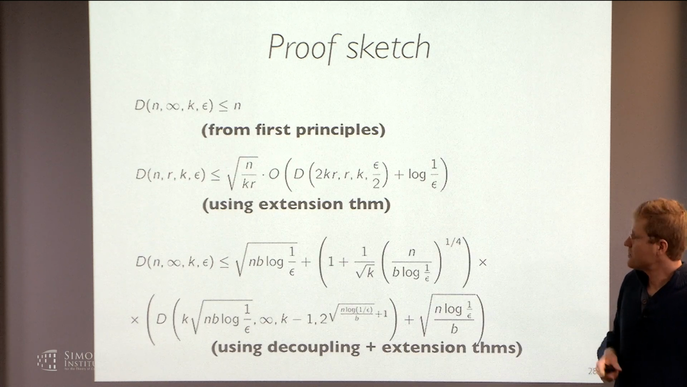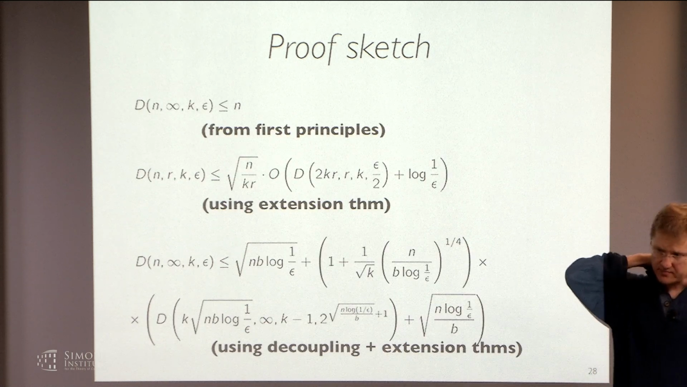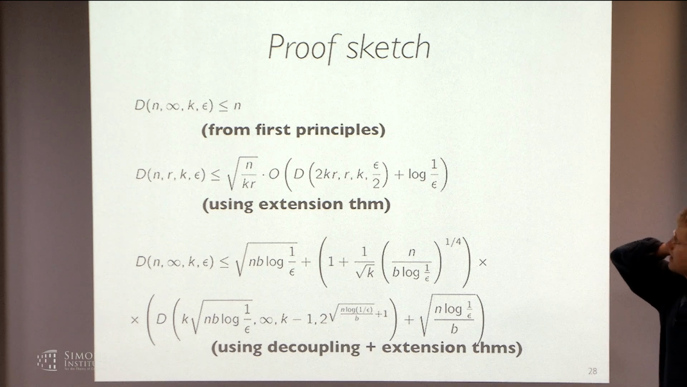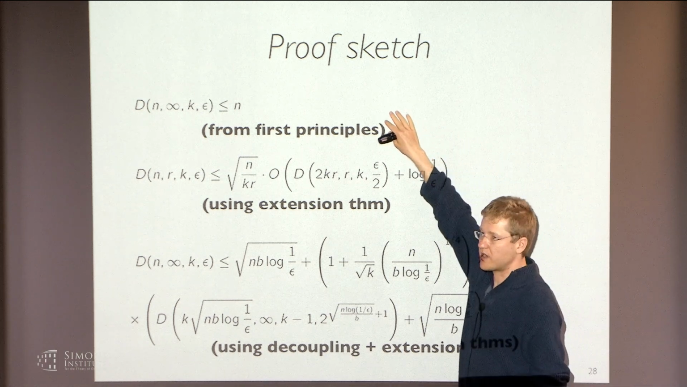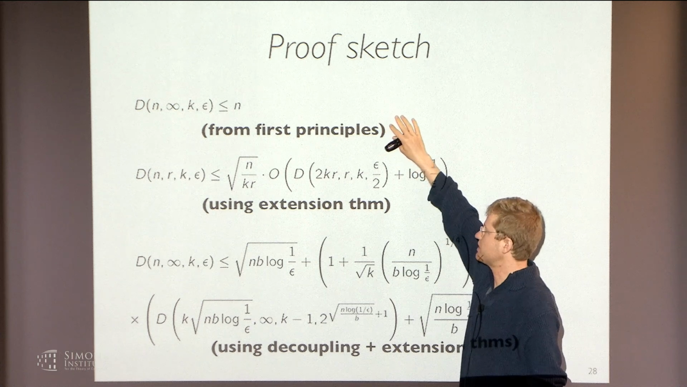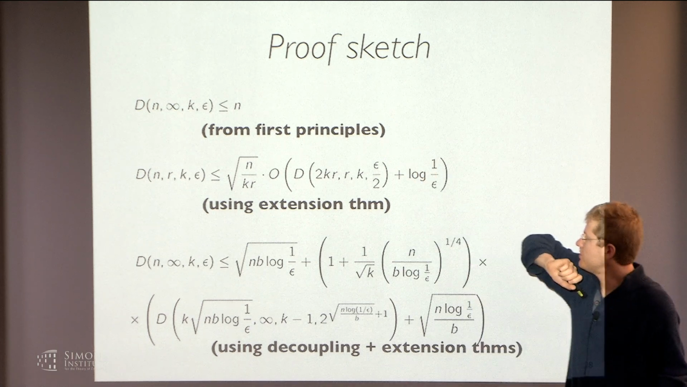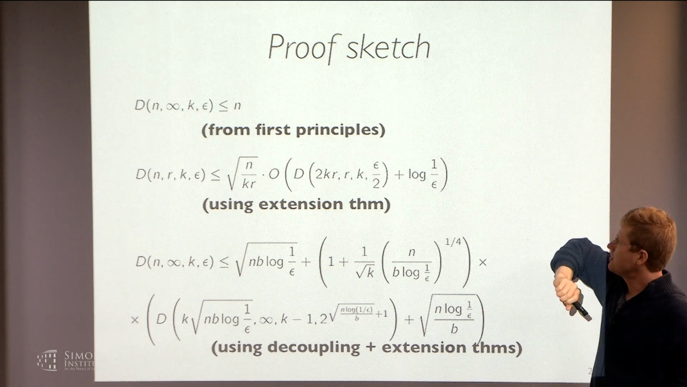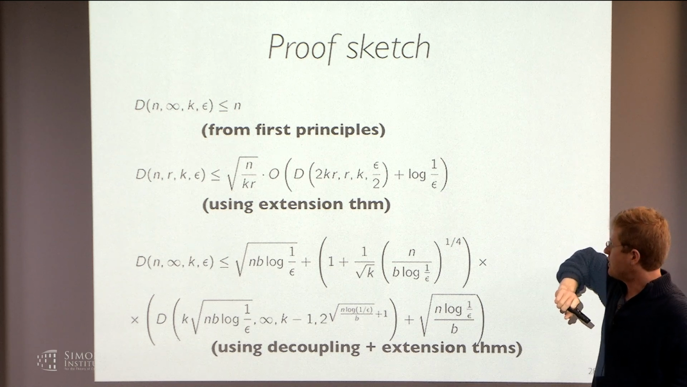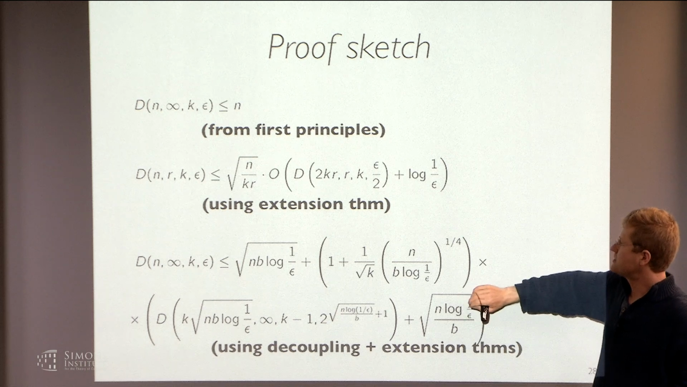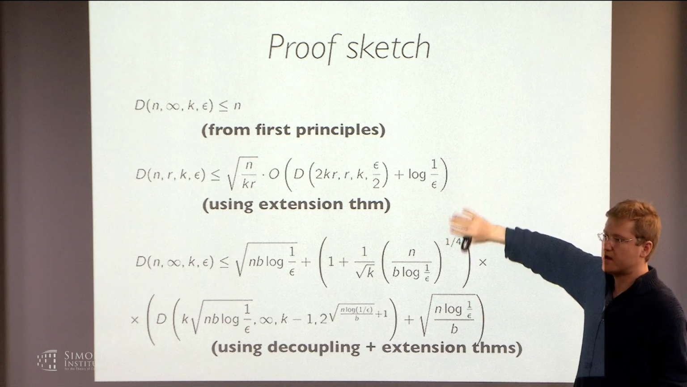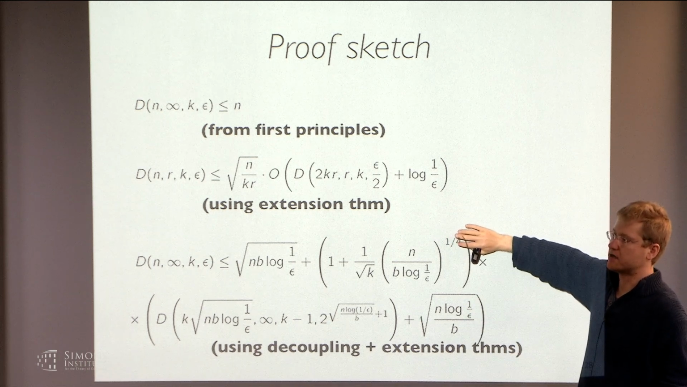So here the proof is slightly more delicate. Again, you start with a bound that uses just interpolation, straight interpolation. That is the base case of your inductive argument. Then you use the extension theorem and the decoupling theorem to come up with two complementary upper bounds for the inductive step.